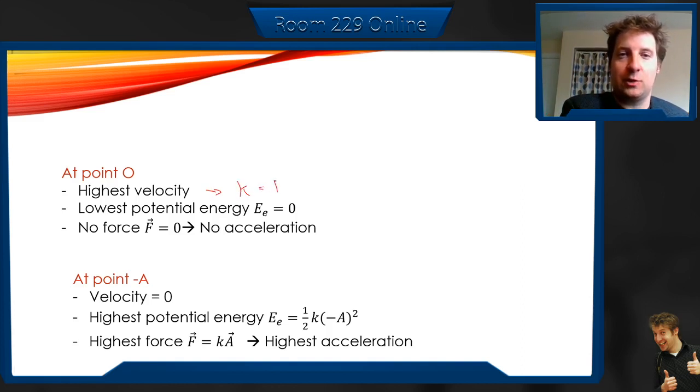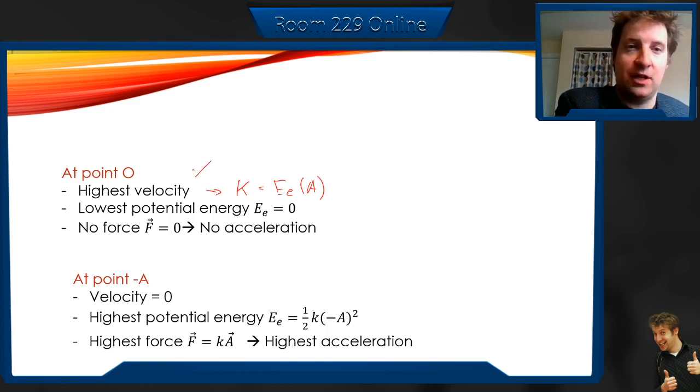That kinetic energy is going to be equal to that elastic energy at the point A. All that elastic energy is converted into kinetic energy. There's no potential energy at that point, and there's also no force. So it's not being accelerated either left or right, but it's still moving. Because it has this velocity, remember, it has inertia.